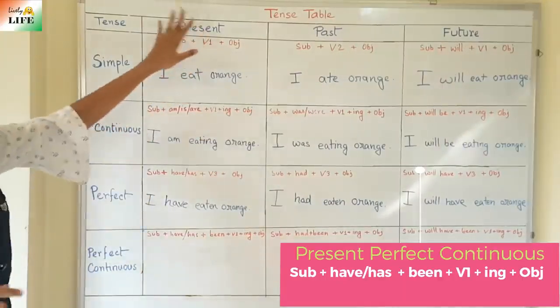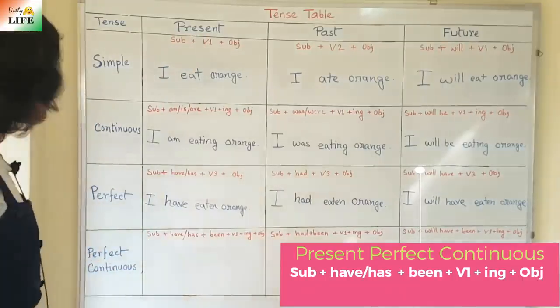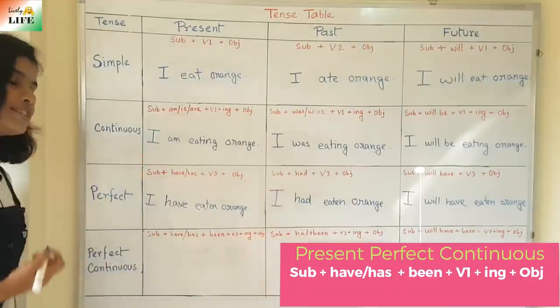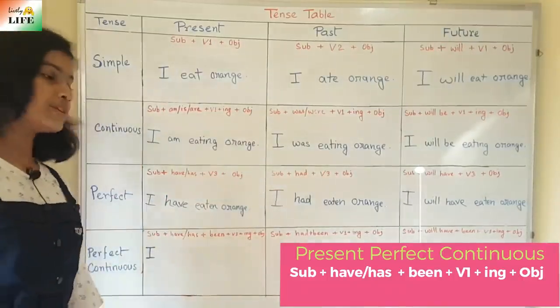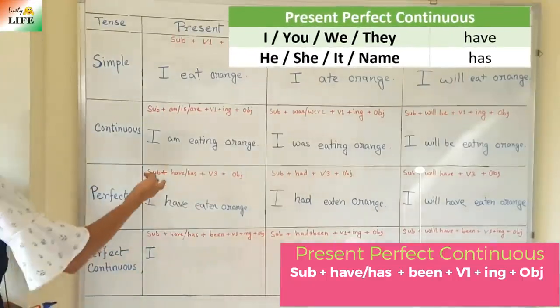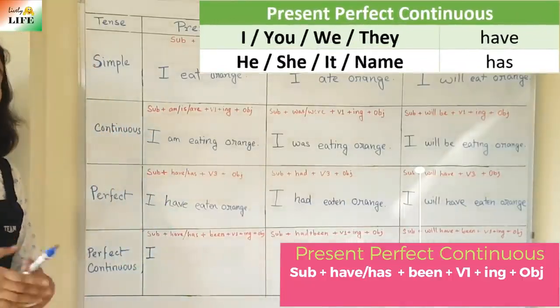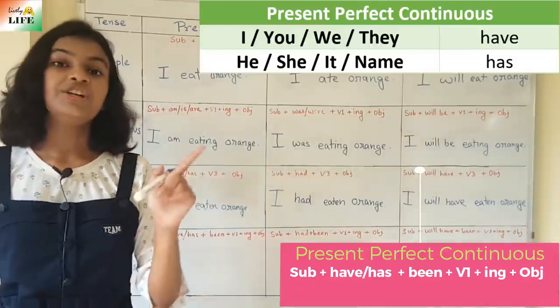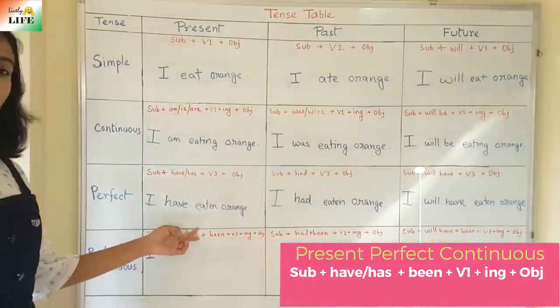So first is present perfect continuous tense. Okay, so what is the construction? Let's see. First is subject, I. First is subject, and then have or has. It is kind of the same as present perfect tense. Like after I, we use have. After he, she, it or any third person singular form, we use has.